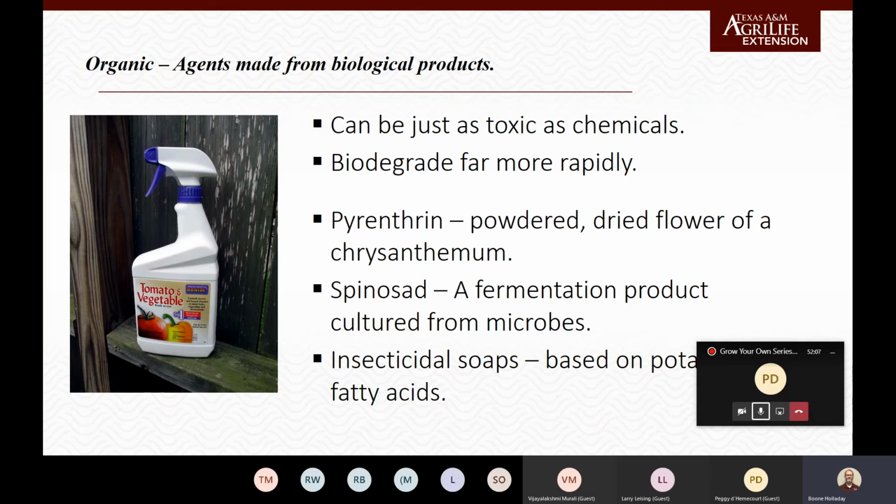Pyrethrins is a natural derivative of a plant. A spinosad is a natural derivative from a fungi. And we have a whole range of insecticidal soaps and oils that are from natural derivatives that we can use to spray on plants or directly on pests to impact them.